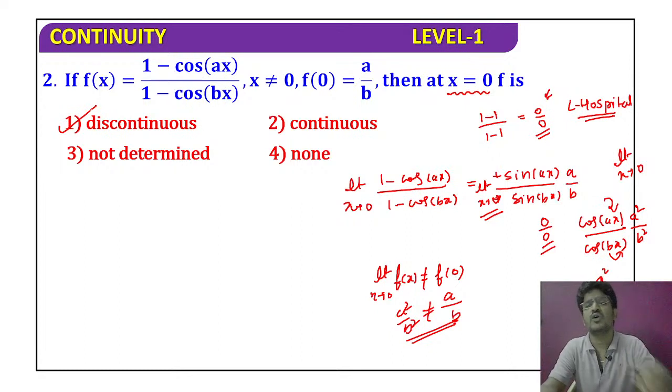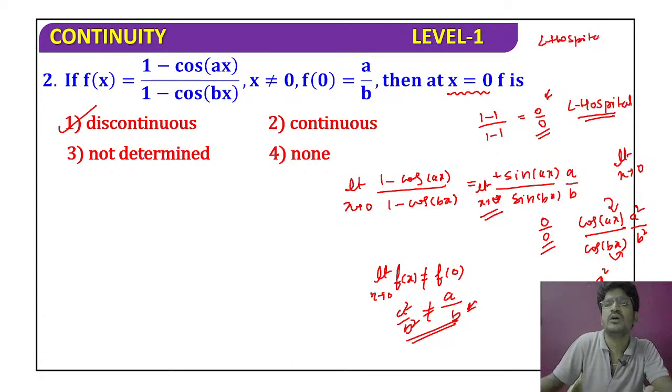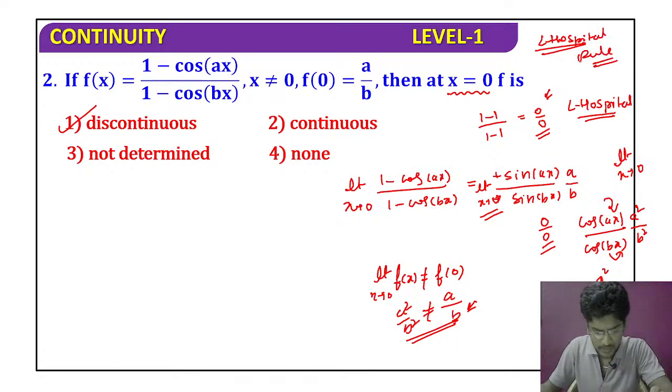Okay, so clearly you can see that LHL is not equal, limit x tending to 0, f of x is not equal to f of 0. So therefore, with this condition you can say that it is going to be discontinuous. So I am using my L'Hospital rule to solve this particular problem. It is a very simple way of solving a problem with L'Hospital rule that you can understand.